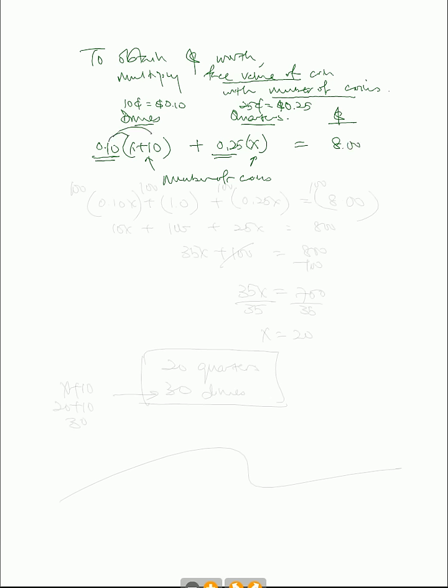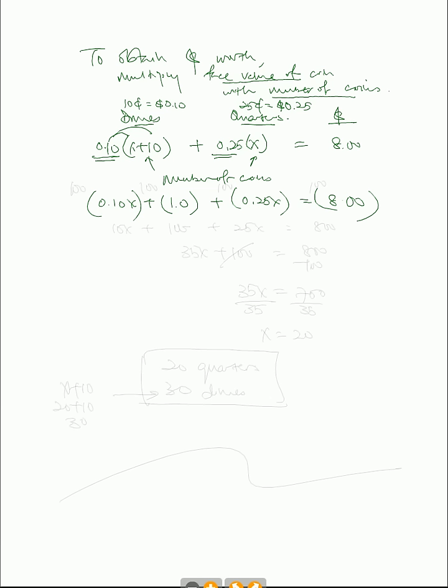So if I were to remove my parentheses, it's going to be 0.10x plus 10 times 0.10 is going to make it into 1.0 plus 0.25x is equal to 8.00. So if you recall, we were saying that there is a way we can get rid of all the decimals, and we multiply it by the powers of 10. Okay, so it's either we use 10 or we use 100 or 1,000. So it all depends on how many decimal places we're trying to remove, right?